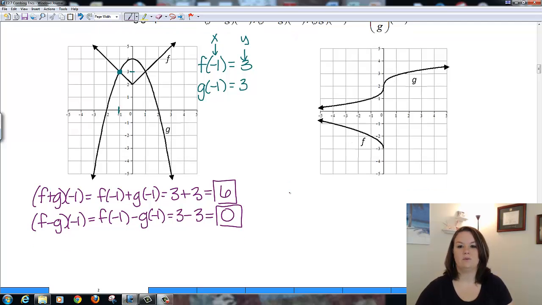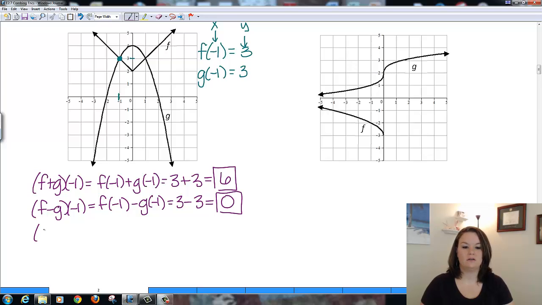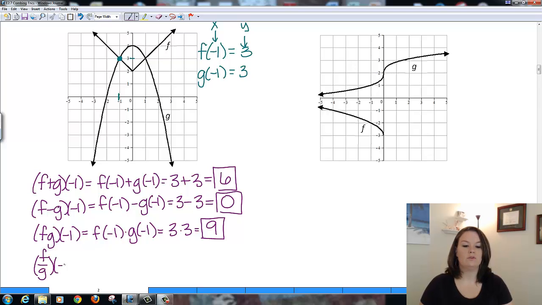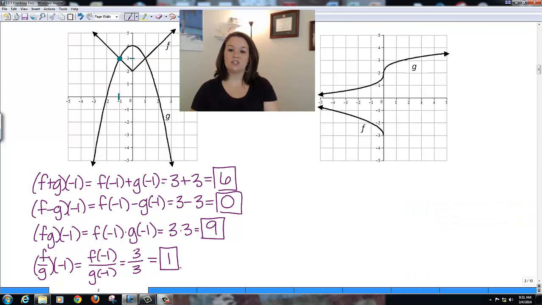Then we want to do our multiplication, our product, f times g evaluated at -1, which means I'm doing f of -1 times g of -1, which will give me 3 times 3, which is 9. And then the last one I have to worry about is my quotient. So f over g evaluated at -1 means I'm taking f of -1 and dividing that by g of -1, which in this case means I'm doing 3 over 3, which equals 1. So we use our picture to figure out our output, and once we know our outputs, we just add, subtract, multiply, and divide them.